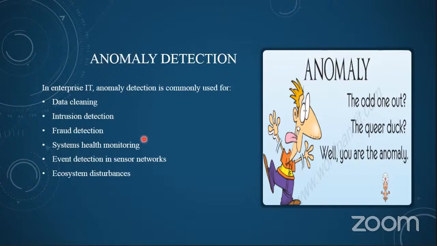And the next thing is ecosystem disturbances. Ecosystem disturbance is similar to the last two points mentioned, system health monitoring as well as event detection in the sensor network. So this is similar: if something is triggered from an unusual point, then we can say that it's an anomaly.